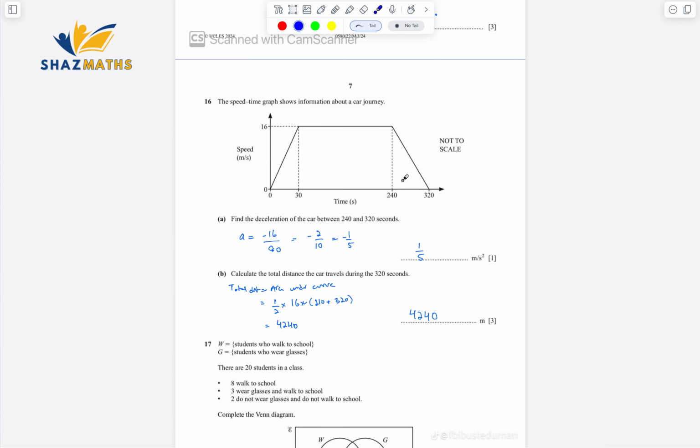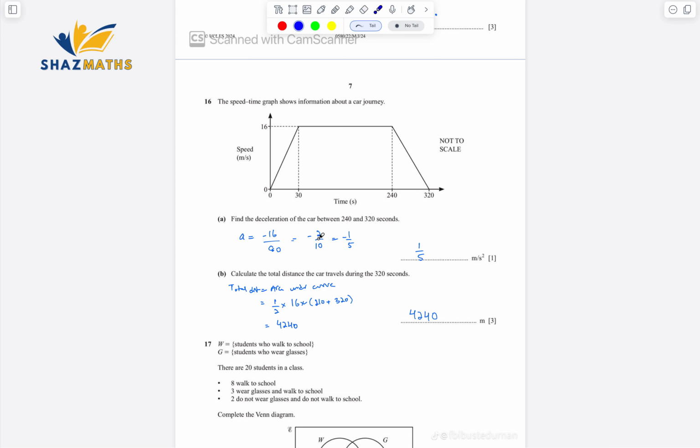Just going to double check the units quickly. Seconds, meter per second. Okay, perfect. So 16 by 80. That would be minus 2 over 10, and that's minus 1 by 5. But because he has already said find the deceleration, so deceleration is 1 by 5. If he would have said acceleration, I would have said minus 1 over 5 meter per second squared.